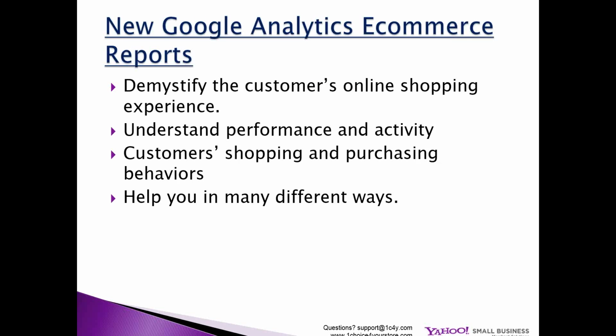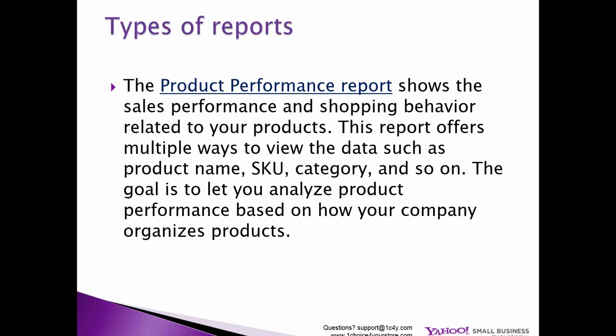And there's 3 kinds of reports that we really want to talk about. The first one is the product performance report, which really shows that sales performance and that shopping behavior related to the product. But it also offers you multiple ways to view the data, such as product name or SKU, category, and so forth. The goal is really to let you analyze product performance based upon how your company organizes those products.